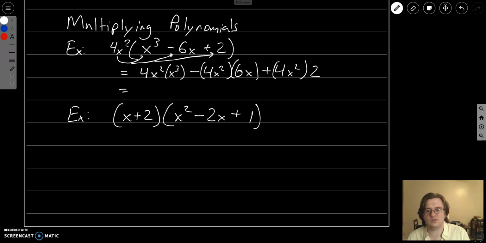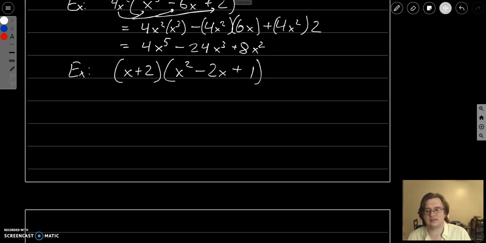4x squared times x cubed. When I multiply, I add the exponents. So this is 4x to the 5th. I will subtract 24. X squared and x will give me an x cubed. And then lastly, plus 8x squared.